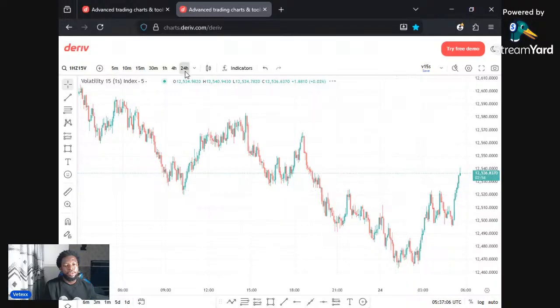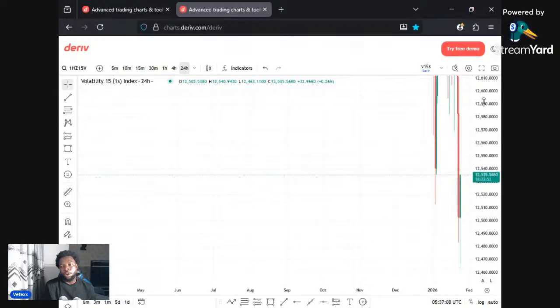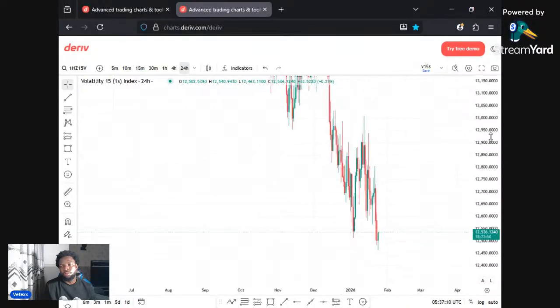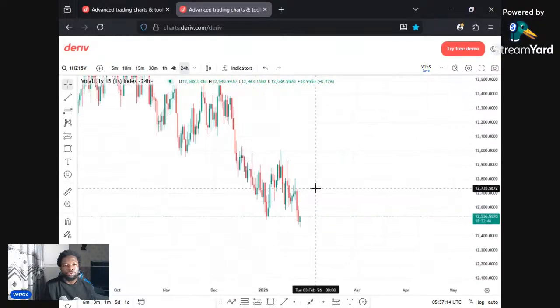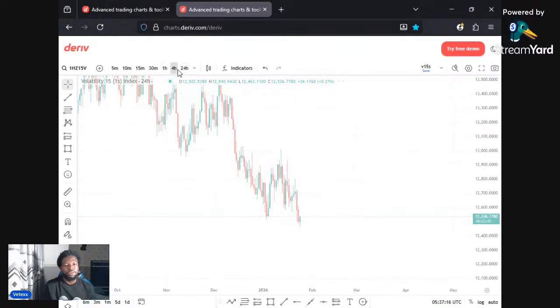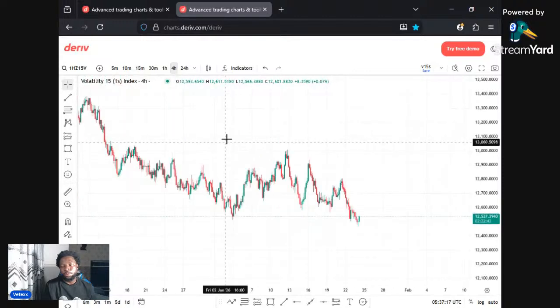Starting from the 24-hour time frame, where is price coming from and where is it going to? On the 24-hour time frame, we can't really find where price is coming from and where it's going to. So let's check out the 4-hour time frame. Where is price coming from and where is price going to?